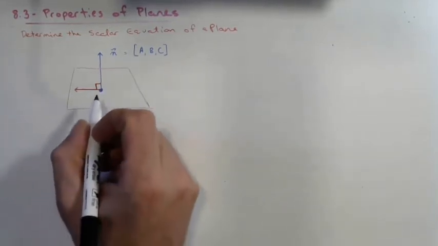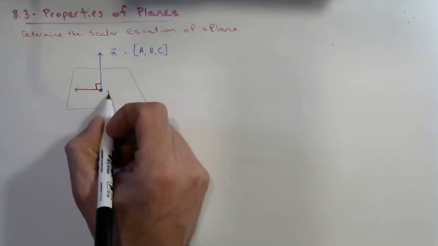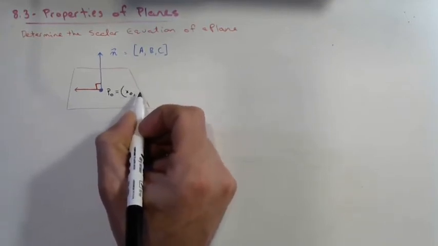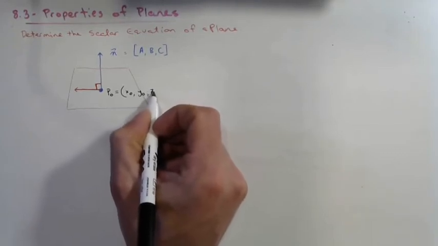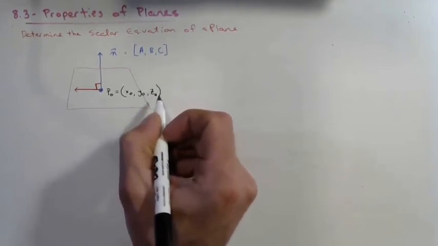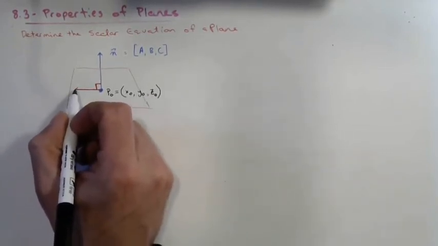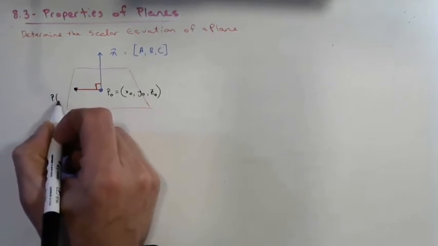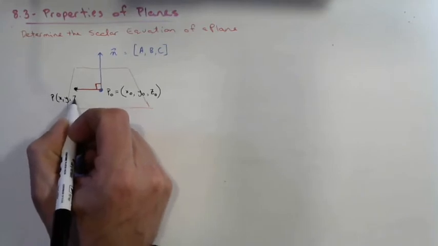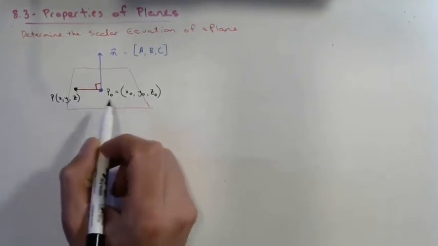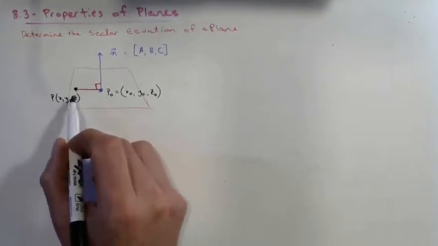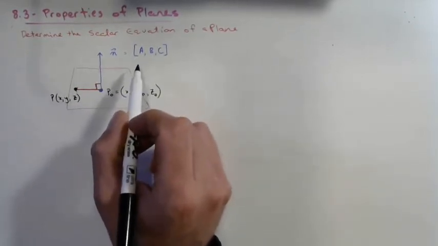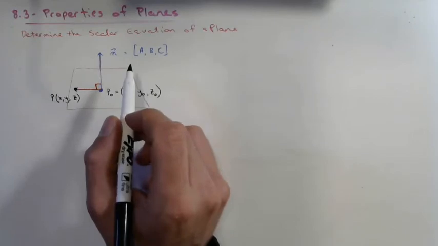So I'm going to develop this a little bit further. I'm going to start by just labeling our points. We've got P naught, which is equal to (x naught, y naught, z naught). And we have the head of this vector. We're going to call this point P at (x, y, z). So now we have 2 arbitrary points that are on the plane, and we have a normal vector to the plane. Okay, so what do we know?